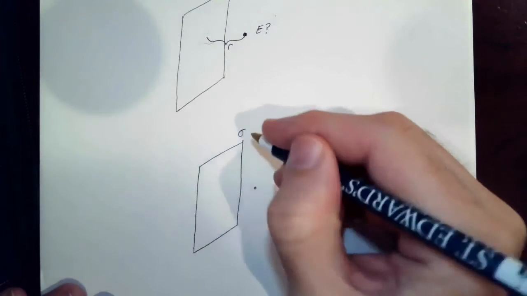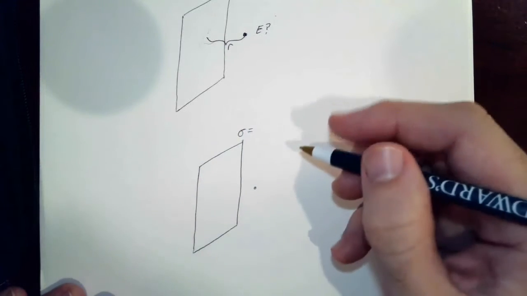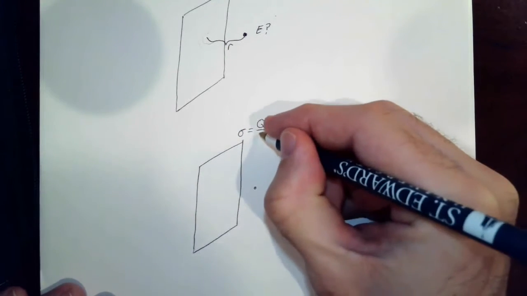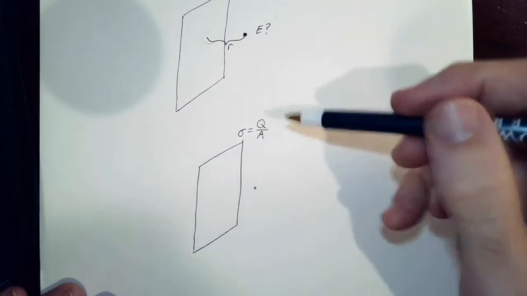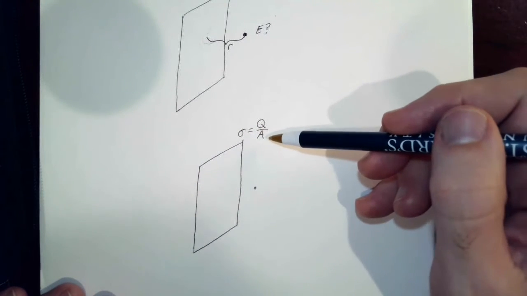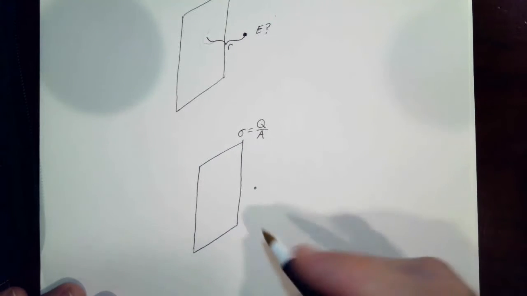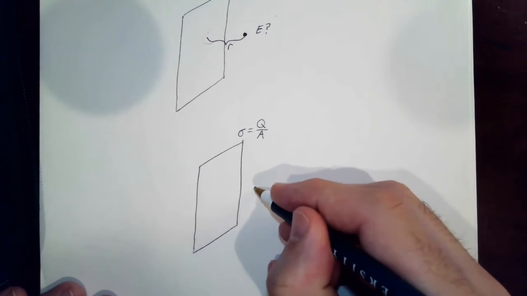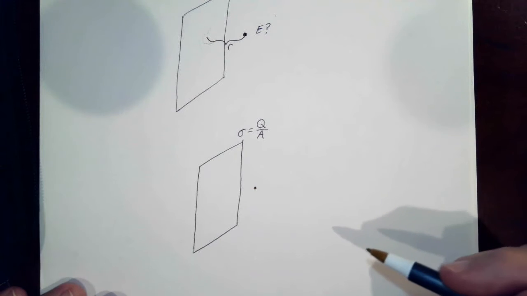So I have this charged plate. Sigma, by the way, the charge density, is the total charge on the plate divided by the area of the plate. So it's a density in the sense that it's a quantity per area. It's an area density. And so here's the point in question, and I want to know what's the electric field at this point. So I'm going to draw a Gaussian surface.